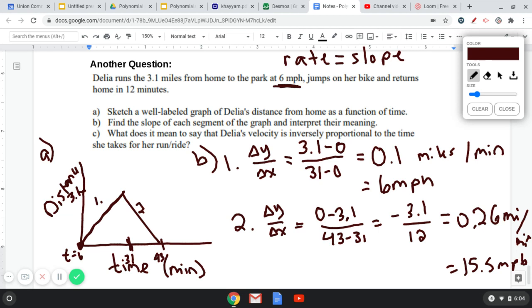So, what does it mean to say that Delia's velocity is inversely proportional to the time she takes for her run or ride? This just means that as the velocity increases, the time will decrease. I can write that. It's getting kind of messy here, but as the velocity increases, the time decreases, which makes sense. If you run faster, it's going to take you less time to get to the place that you need to go.